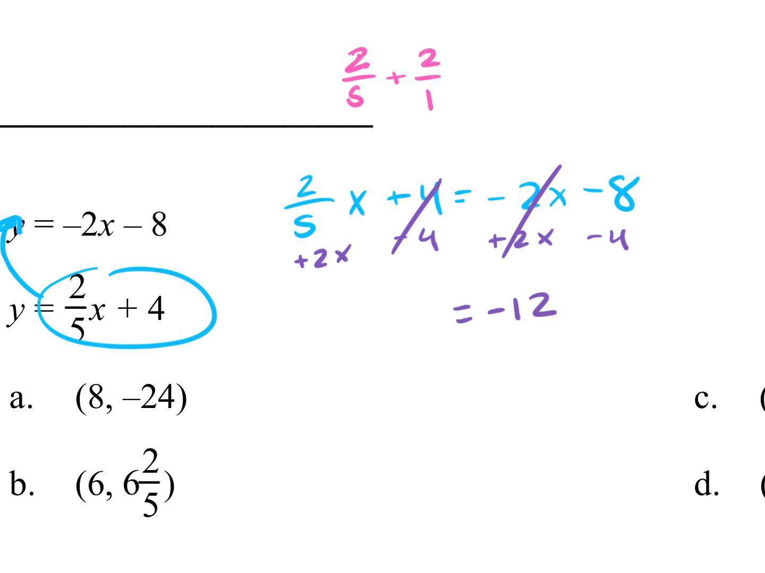I can say it's 2 over 1. I need a common denominator if I'm going to add fractions. So I can make this 10 over 5. So it would be 12 over 5. So 12 over 5x. Now what can I do to solve for x?